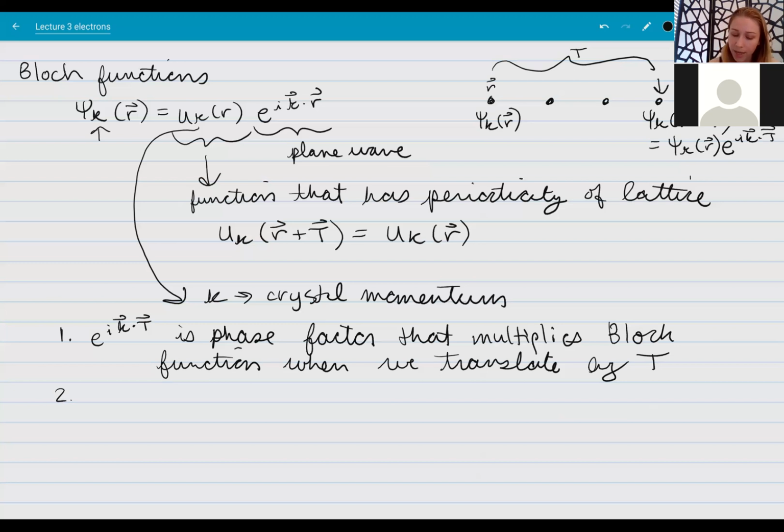Another attribute is that if the lattice potential vanishes, so if we turn off the lattice, then we're just left with plane waves. And that is precisely where we started. We started with no lattice, and our solutions to the Schrodinger equation, the wave functions, were of the form of plane waves.